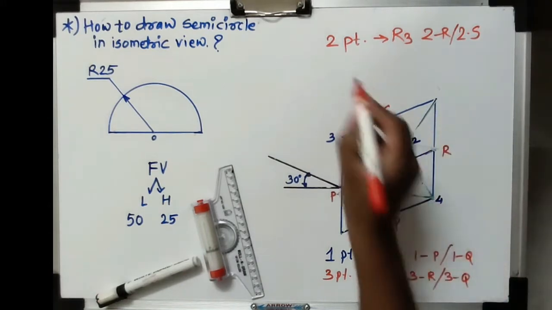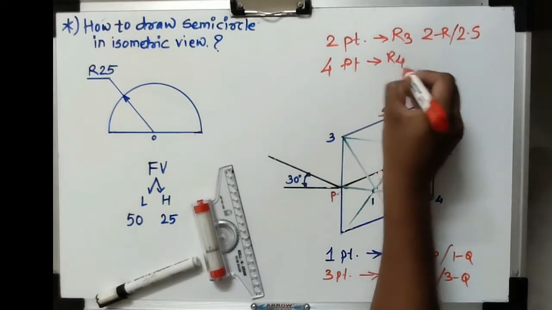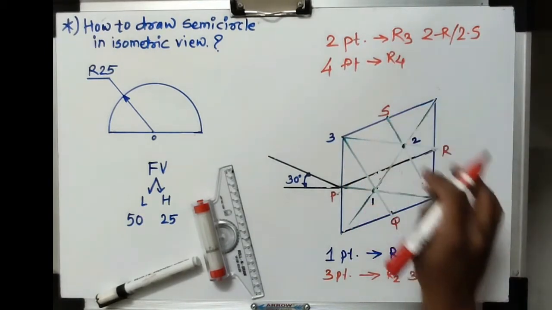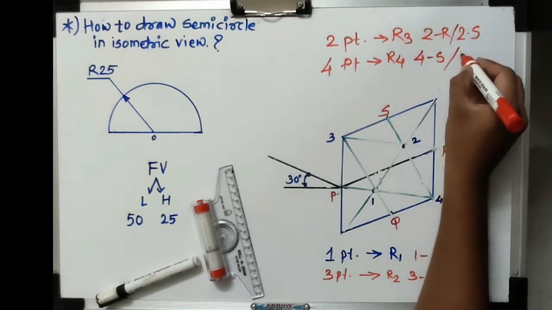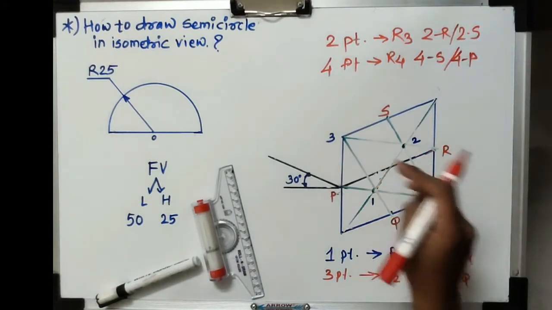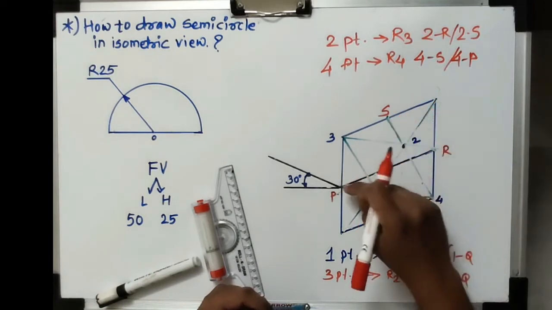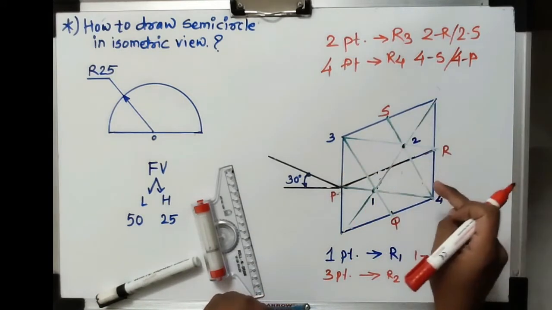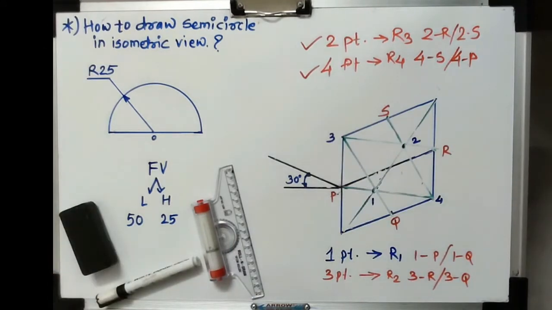Now the last point remaining is the 4th point. The radius for that will be 4 to S or 4 to P. These two distances we can use for drawing the arc, and after drawing that arc we can observe that it will get created above the diameter line. So point number 2 and point number 4 are useful for us to draw that semicircle in this isometric view.